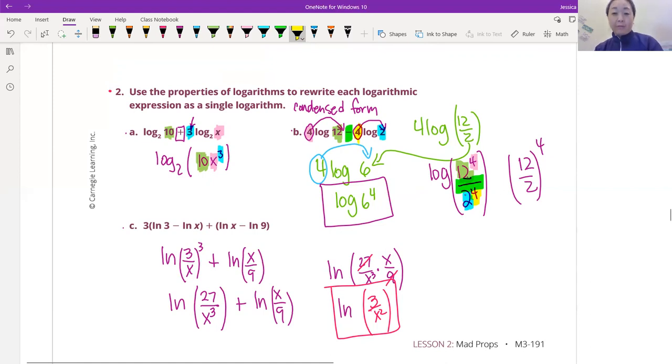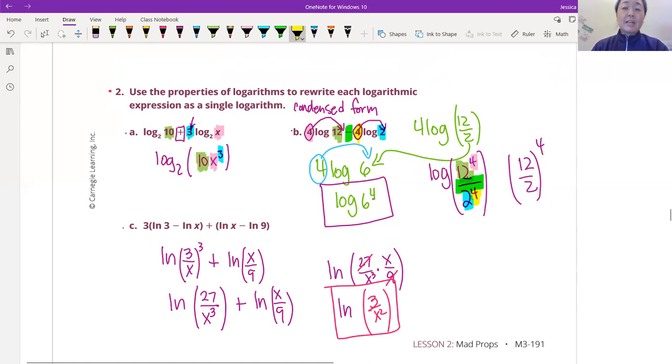We can, however, simplify this a little bit more just because we know that the exponents are the same. So that's the same as saying 12 over 2 to the 4th power, right? Because if we were to distribute this back out, 12 to the 4th, 2 to the 4th, see, same thing. And do we know what 12 over 2 is? Yeah, 6. So we can technically say this is log of 6 to the 4th power.